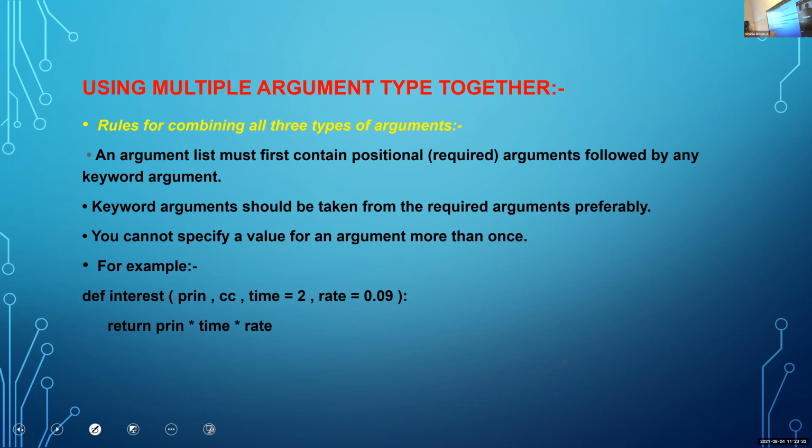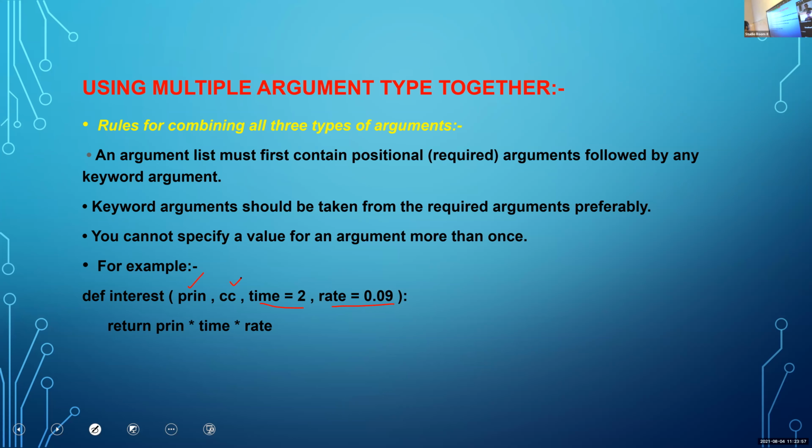This is the function definition of interest. How many arguments are there? One, two, three, four arguments are there. Then time and rate have default values, but for print we want to give a value, and we want to give a value for CC also. This is the function definition based on which we judge the function call statements.